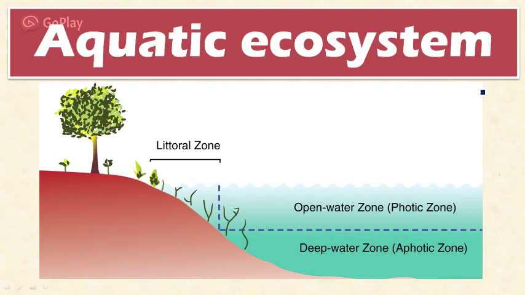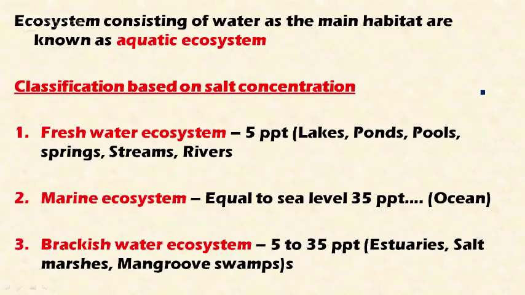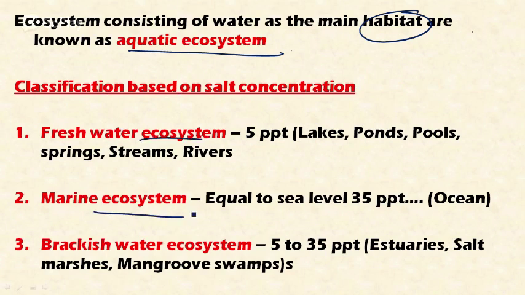So let's discuss the aquatic ecosystem. The aquatic ecosystem consists of water as the main habitat, and these ecosystems are called aquatic ecosystems. Aquatic ecosystems can be classified into three major subgroups based on the concentration of salt in the water. These are the freshwater ecosystem, the marine water ecosystem, and the brackish water ecosystem.